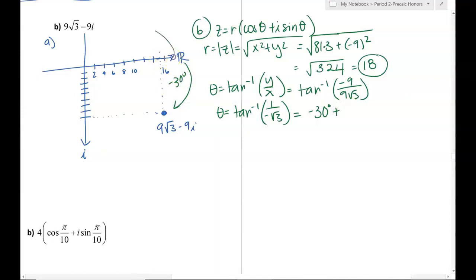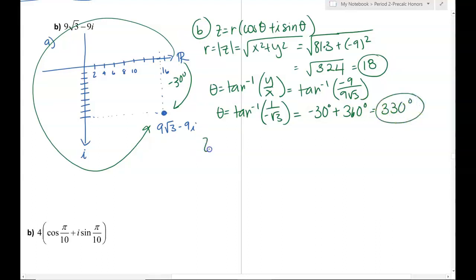So what we're trying to do is go this way, okay? So we can add 360 degrees, or you can take 360 minus 30, which is exactly the same thing. That will give us 330 degrees. So now we have enough to write.